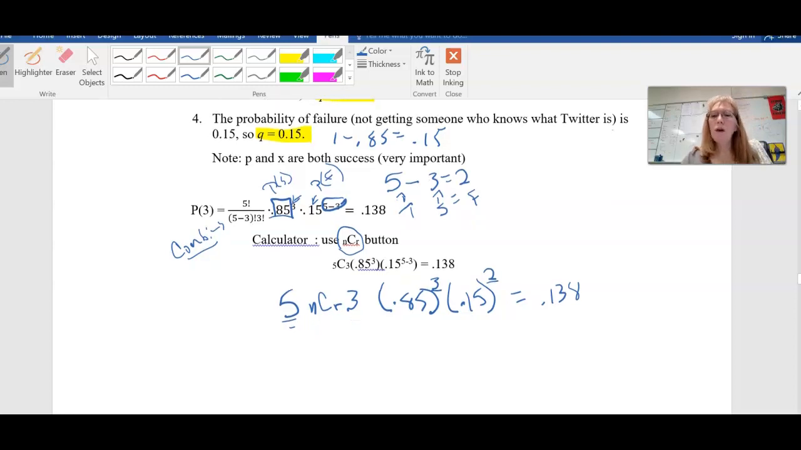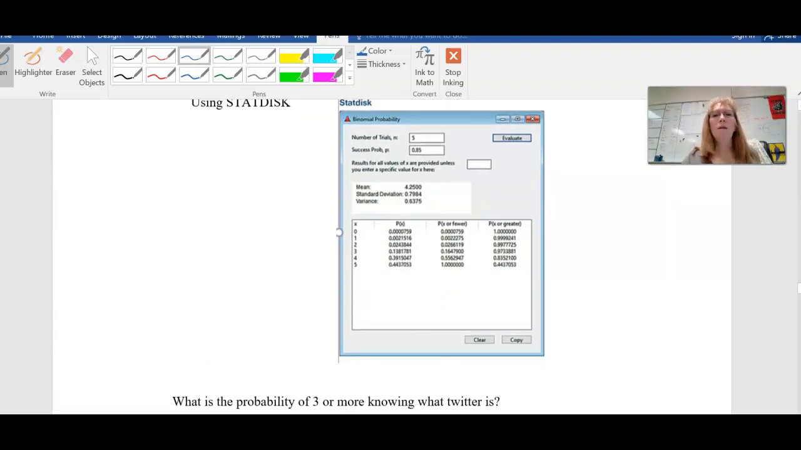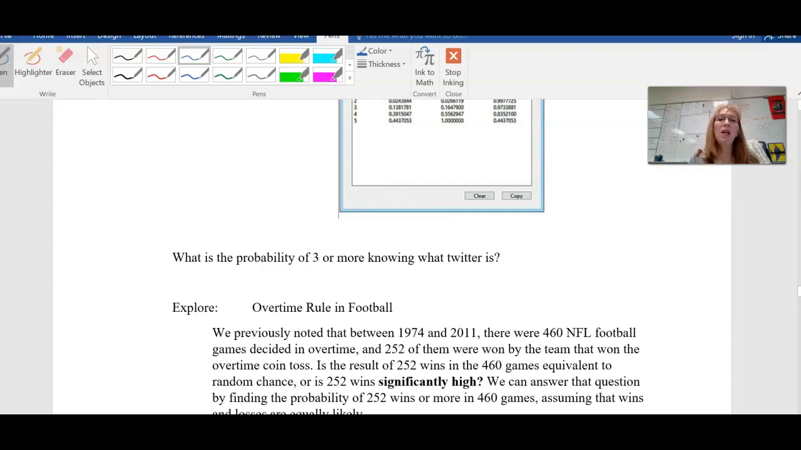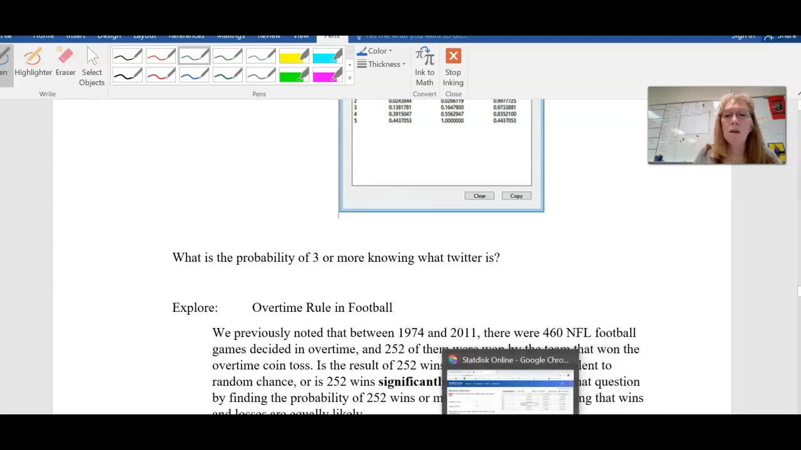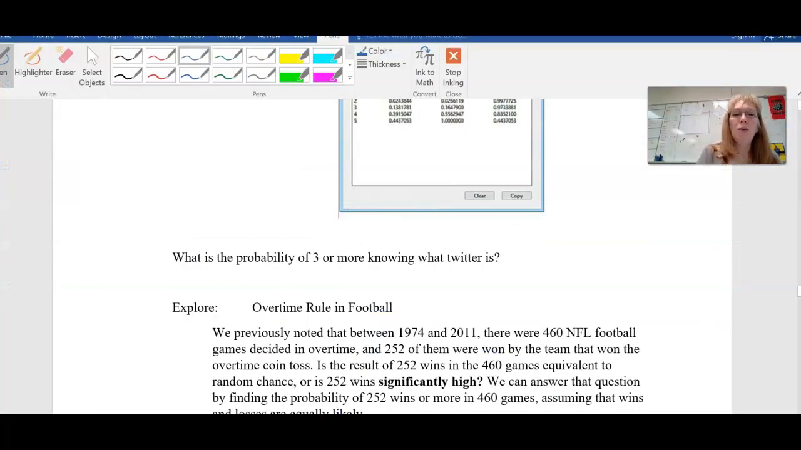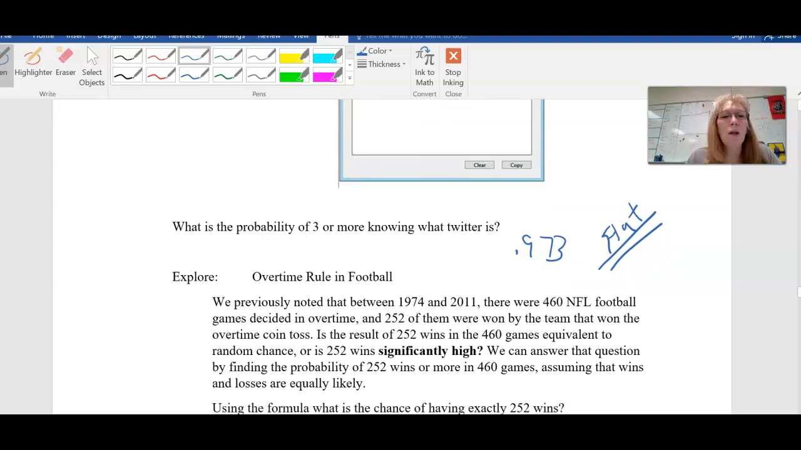Now that you've gone onto StatDisk, we've done that. What is the probability of 3 or more? When you looked at your StatDisk, you would have gone to 3 or more. So we go to 3, not fewer but more, and we have 0.973. So your probability of 3 or more from StatDisk is 0.973, I think it was. I hope I remembered that right. And this is from StatDisk. We are not going to calculate that by hand. We are going to use our technology.